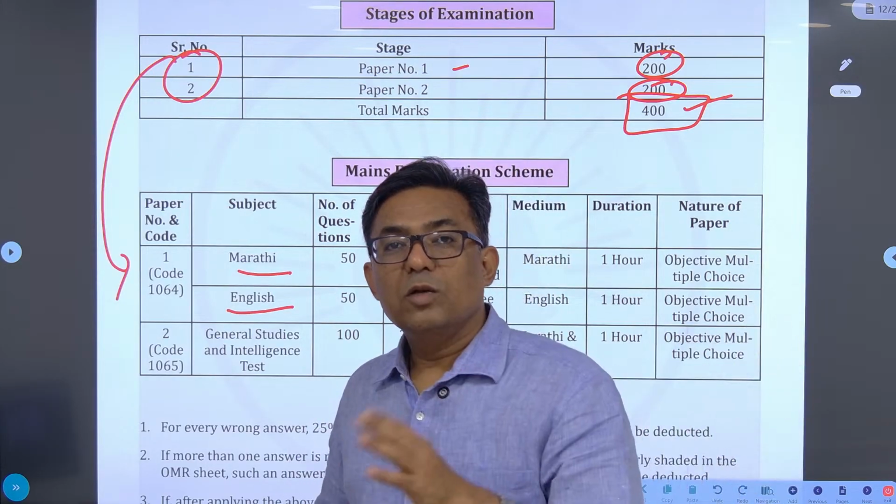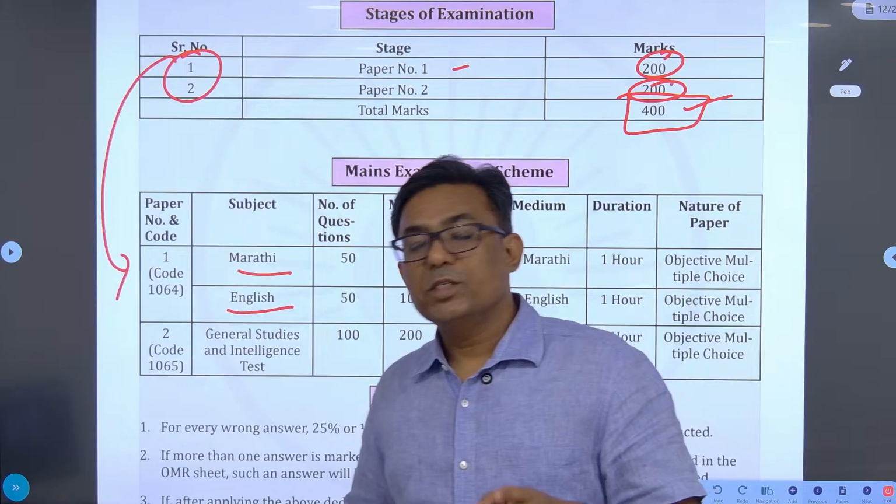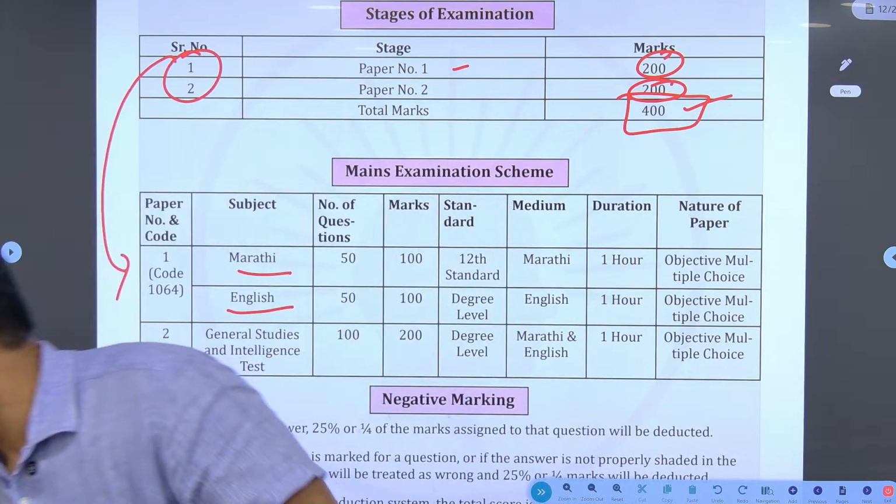Okay, so go for anywhere between 85 to 90. 85 plus would be a safe attempt.